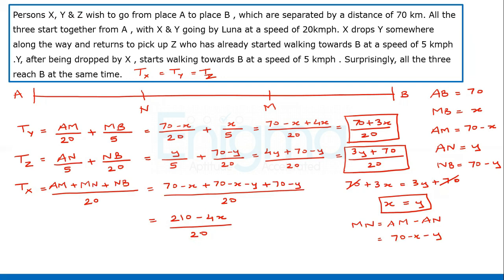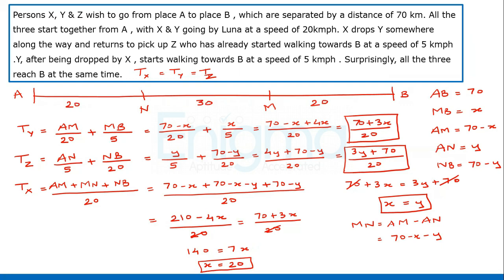Now we can equate this with t of y. So that will become 70 plus 3x upon 20. So 20 will get cancelled out. We have 140 is equal to 7x. And therefore we get x is equal to 20. So that means AN is equal to MB. So this is also 20. This is also 20. And MN comes out to be 30.